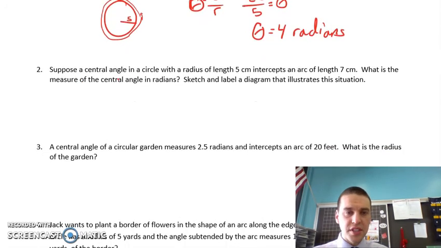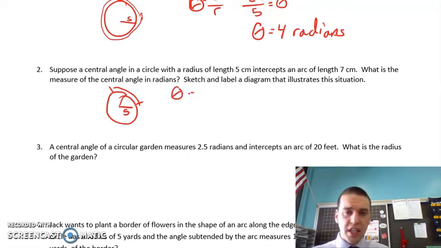So look at number 2. Suppose the central angle in a circle with radius 5 intercepts an arc length of 7. Well, that we can actually draw. What is the measure of the central angle? Well, if it's 7, we know it's more than 1, but shouldn't it be not too much more than 1? So let's look at it.